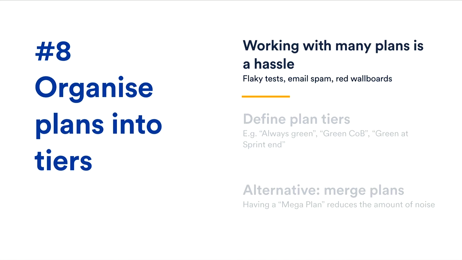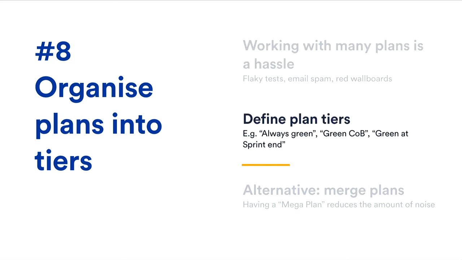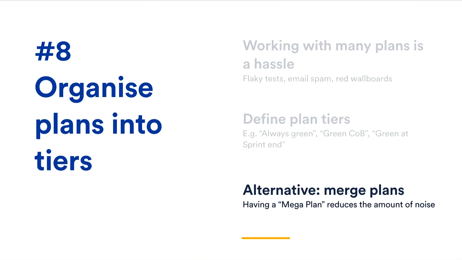The idea that we came up with was organizing them into tiers. So instead of fighting with all of them, we said, OK, these are the really important plans, these are the slightly important plans, and these are the least important plans. And we assigned policies to them such as: this has to be always green, this has to be green by close of business, this has to be green before the sprint end. Obviously, it's up to you to define your own policies, and this is just an idea of how you could do it. But tiering plans works, unless you're Jira and you have really a lot of plans.